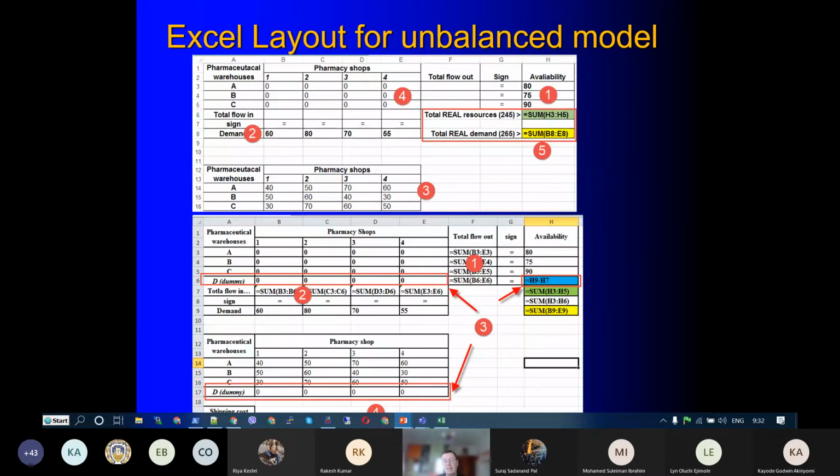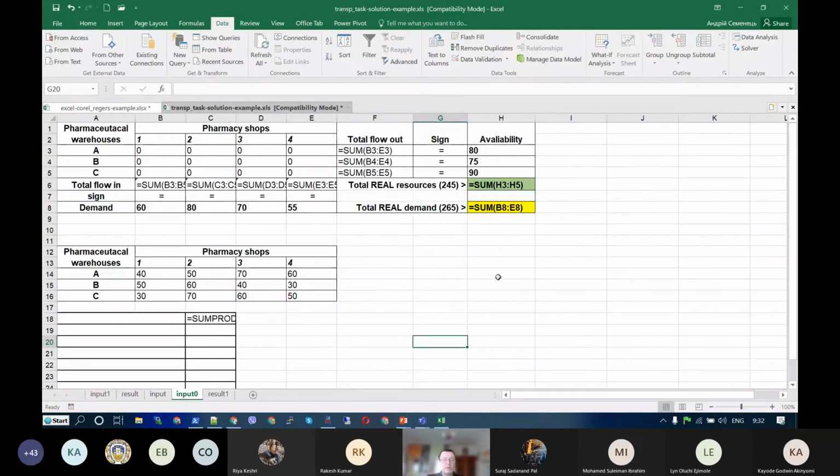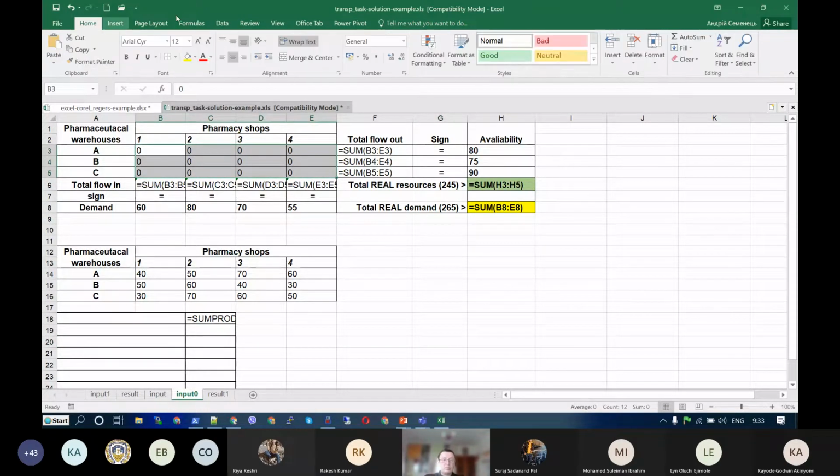And here is another useful layout which could also be very helpful if you want to use the Excel spreadsheet tool. So let me demonstrate this layout in live mode. In this area I have my future transportation plan. Here I have my known transportation costs, and also the known resources and demand from our warehouses.